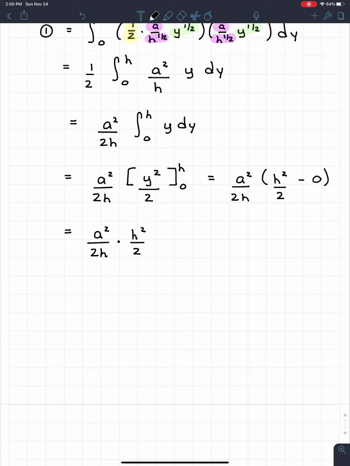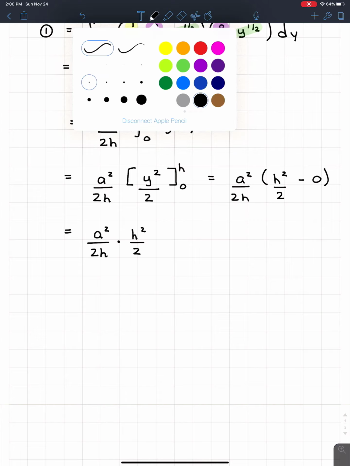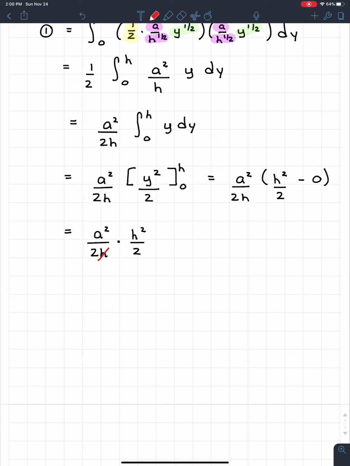Well, we can start to see some things cancel. The h at the bottom, I'm going to go to red to show some canceling. We know h squared is going to cancel with the h at the bottom, so it's just going to be h now on top. And the 2 multiplied by 2 is going to be equal to 4. So all of this right here is going to be equal to a squared multiplied by h divided by 4. So that's our first one right there. Not bad at all. Nice and easy, if you will.